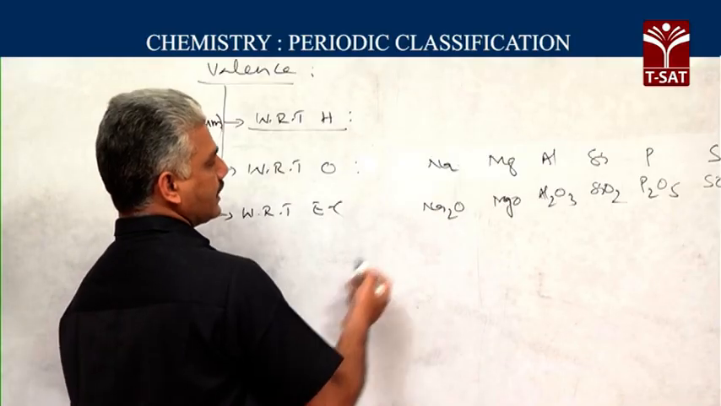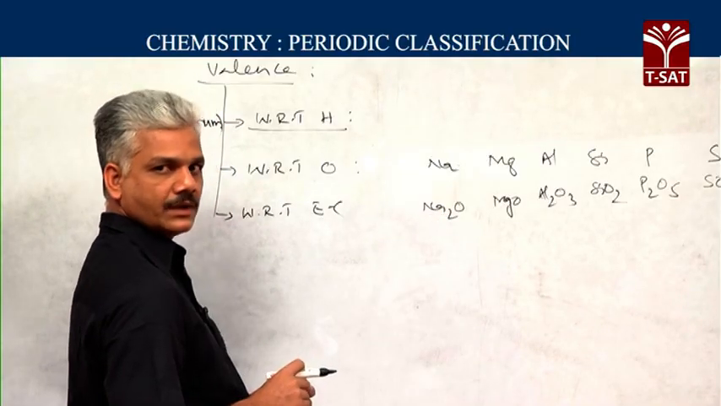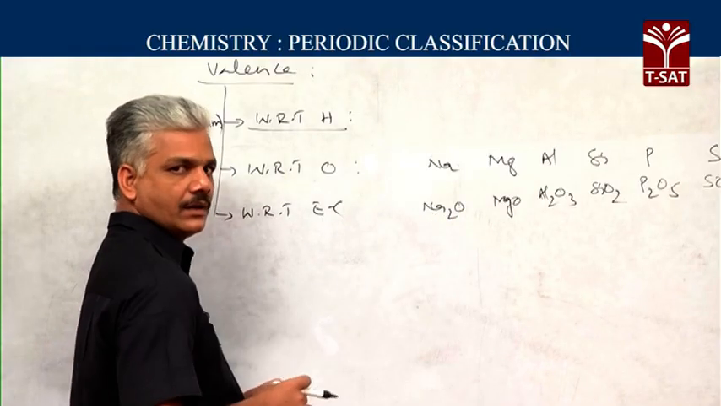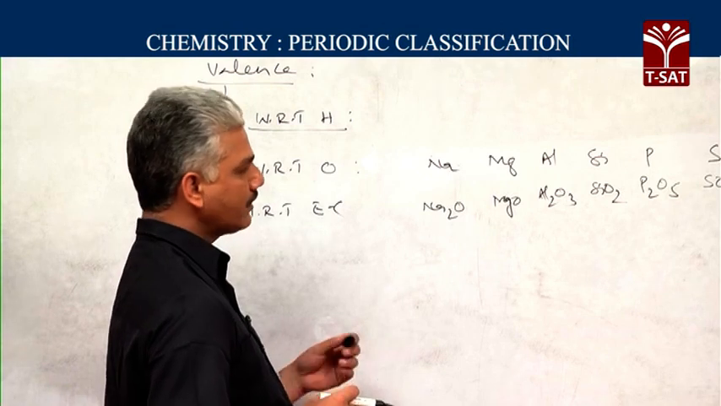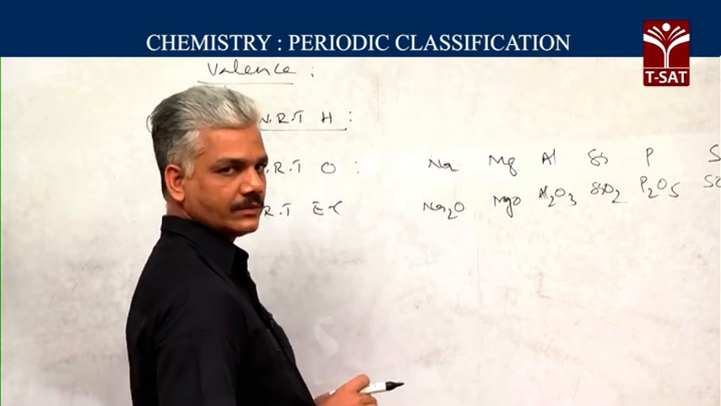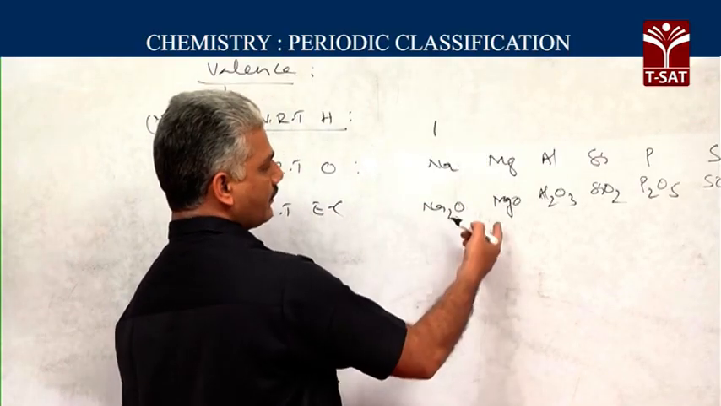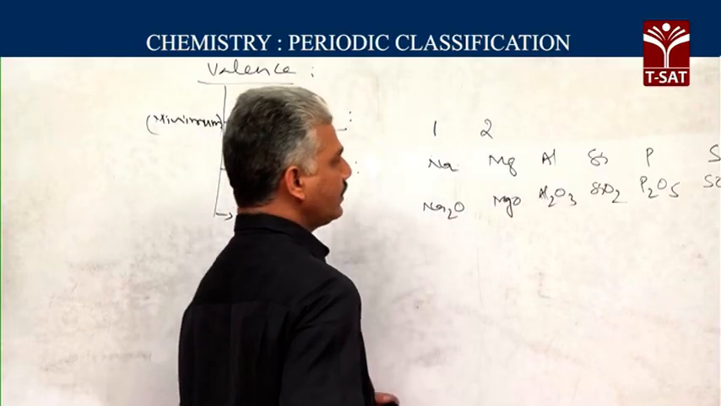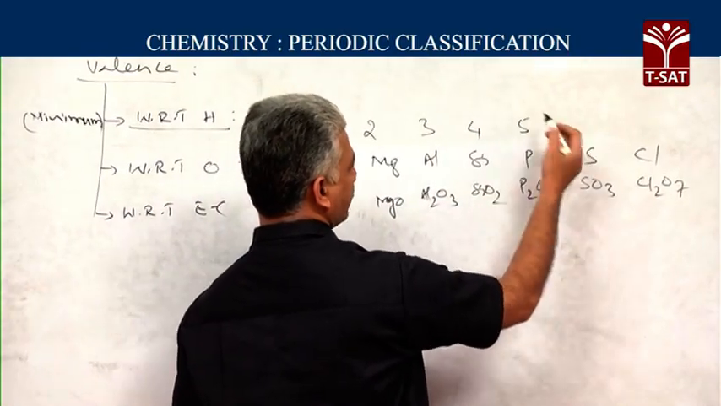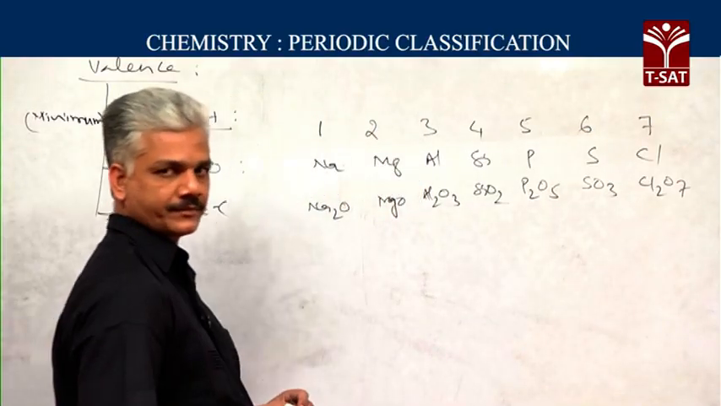Now, as per the definition, 2 sodium atoms are combining with 1 oxygen. Therefore, 1 sodium atom is combining with half oxygen atom. Double that number, it will become valency with respect to oxygen. So, that value comes out to 1. For magnesium, it comes out to 2. For aluminum, 3. Silicon 4, phosphorus 5, sulfur 6, chlorine 7.